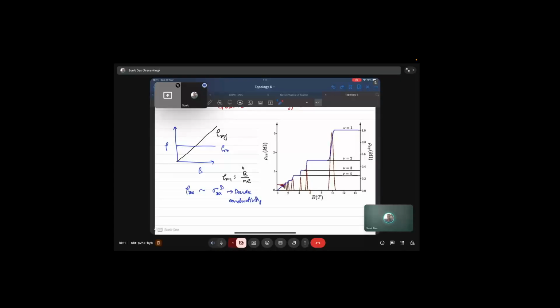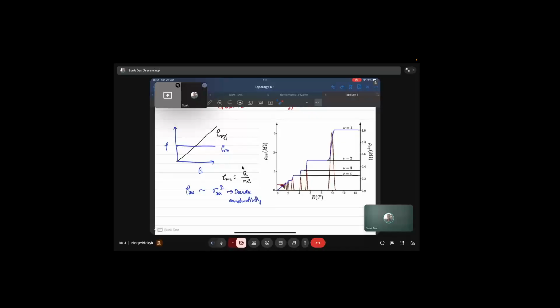So this was a puzzling behavior for us: how do we explain the simultaneous behavior of rho xx and rho xy once you apply a very high magnetic field in a two-dimensional electron gas, a two-dimensional free electron gas? The first experimental observation was done in a gallium arsenide quantum well. It's a 2D quantum well. But later people observed it in graphene and many other 2D materials as well.